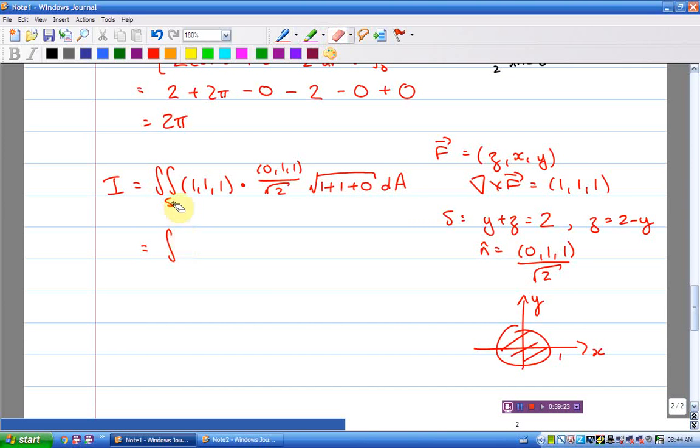So when I do my little dot product, oh, hold on. I wrote S there, but I shouldn't have done. I should have written R, because I've already done the conversion factor. So that's R. It's going to be 0 plus 1 plus 1, which is 2 dA. In other words, 2 times the area of R, which is pi r squared, which is pi. So 2 pi.